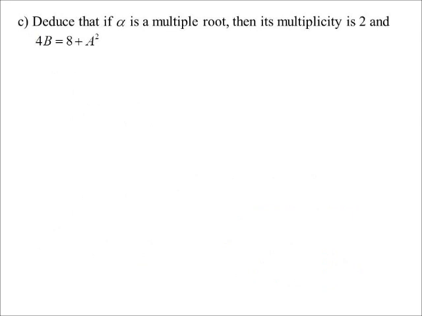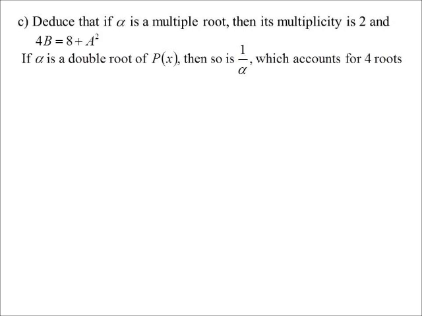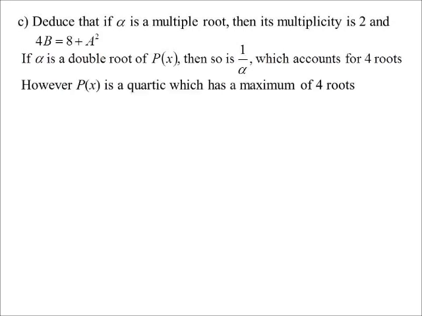Now, deduce that if alpha is a multiple root, then its multiplicity has to be 2. So it has to be a double root. And just for the fun of it, 4b has to equal 8 plus a squared. Okay. So we just said if alpha is a root, then so is 1 on alpha. Therefore, logically, if alpha is a double root, so if we see alpha appearing twice, 1 on alpha must appear twice. So we now know 4 roots of our equation. But our polynomial is a quartic. And we know that has a maximum of 4 roots. So there are no more.